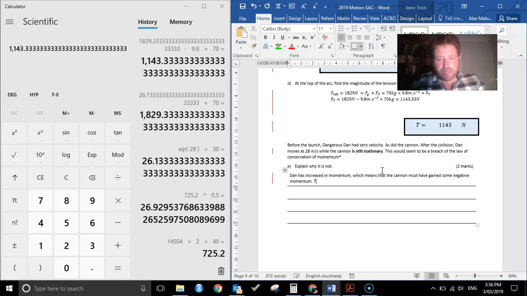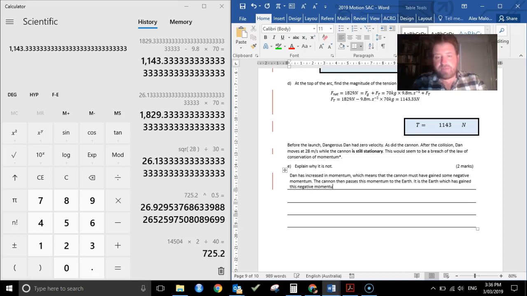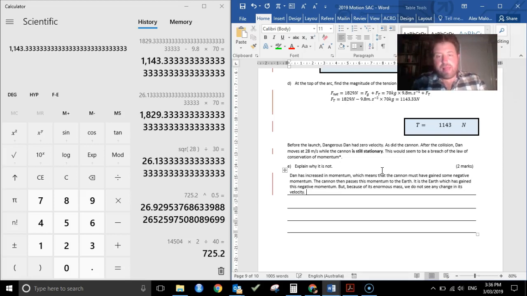The explanation for that is the cannon then passes this momentum to the Earth. Right, so the cannon is connected to the Earth, is touching the Earth, is in contact with the Earth. You could think of it as having a subsequent collision with the Earth, right? So it is the Earth which has gained this negative momentum, but because of its enormous mass, we do not see any change in its velocity. Or you could say, because we are also attached to the Earth, we do not see any change in its velocity. Both of those are valid.